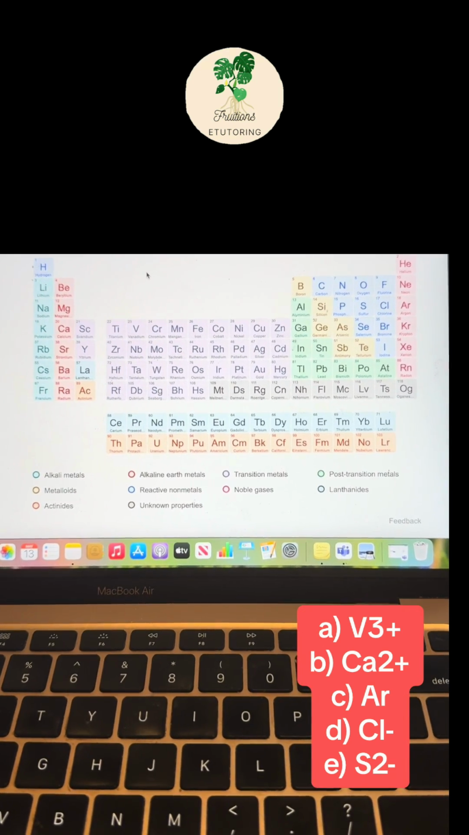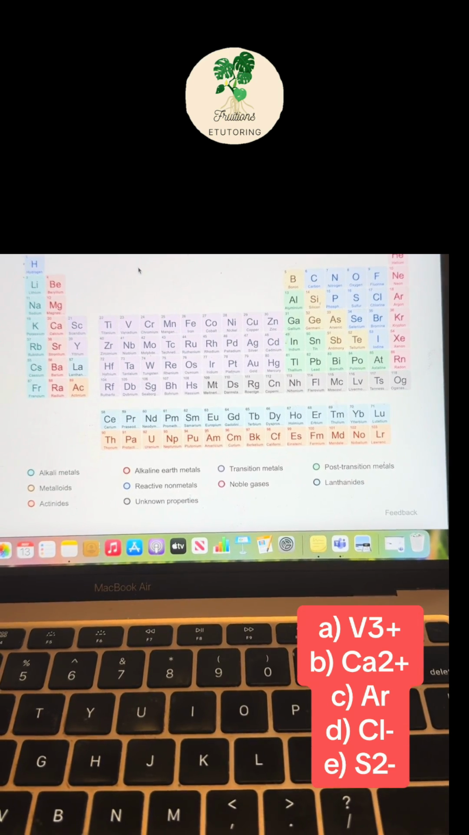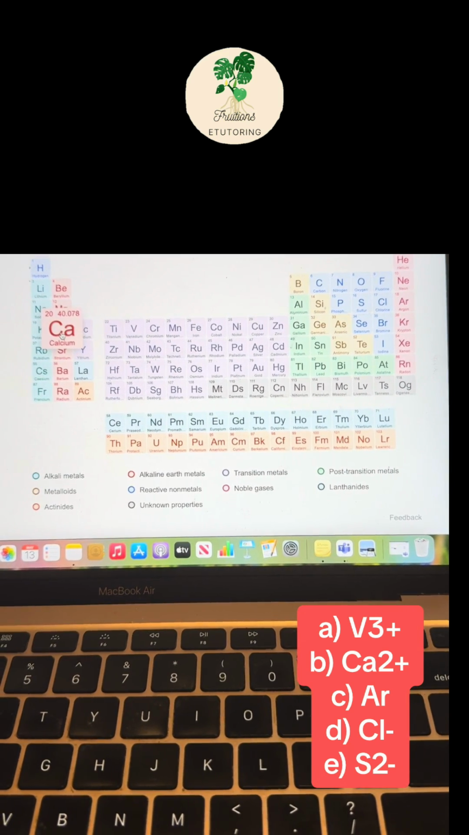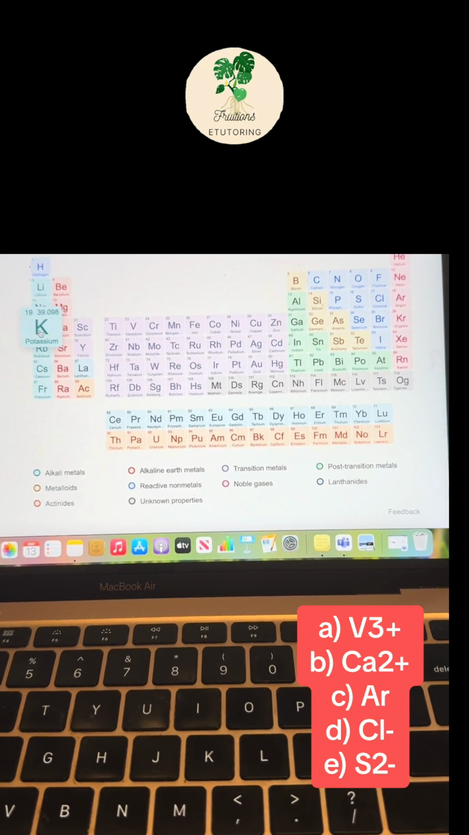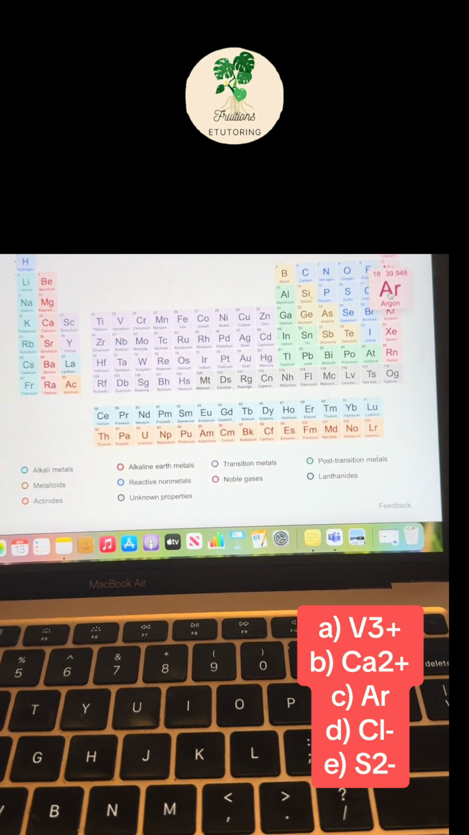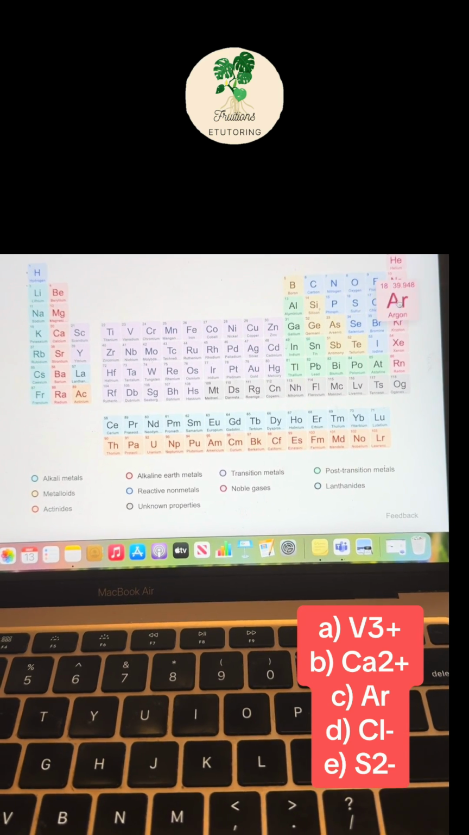The next element that they give us is calcium with a charge of 2+. So we're going to go to calcium, and since it's 2+, we're going to go backward 1, 2 elements, and we end up at argon. The next element we have is just argon.